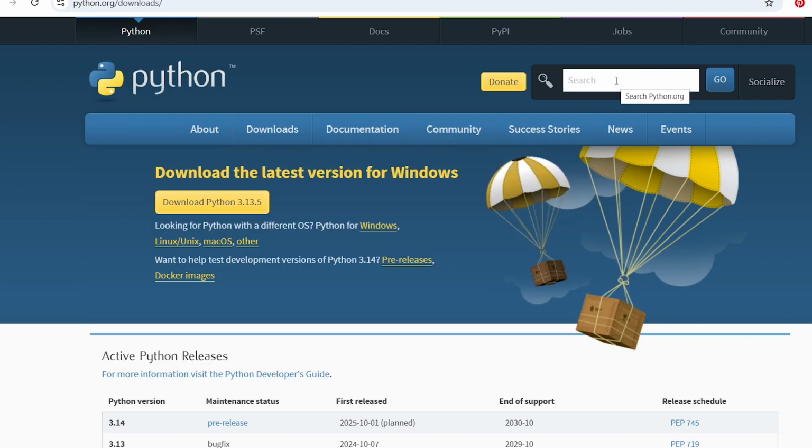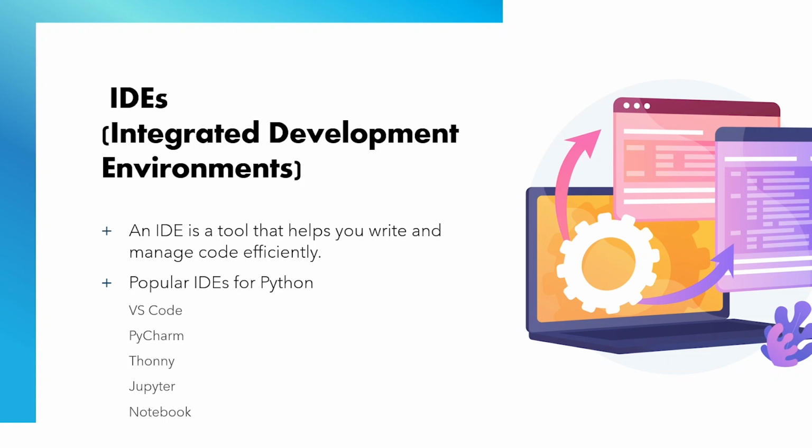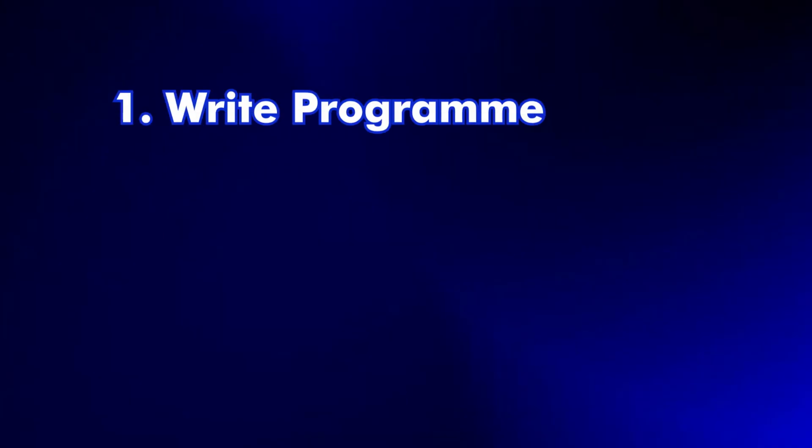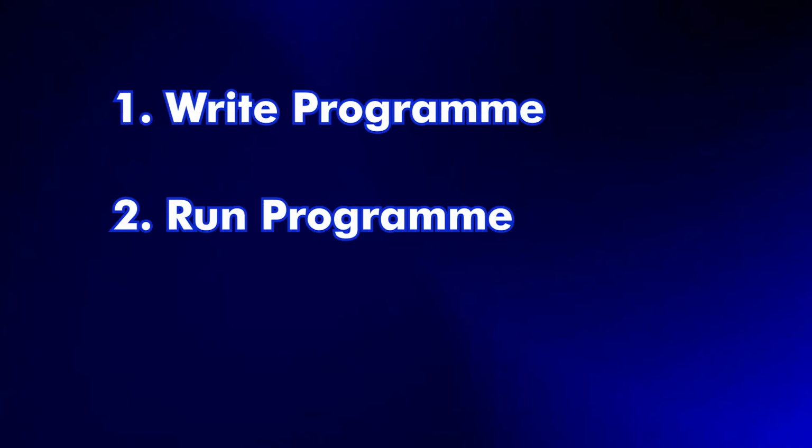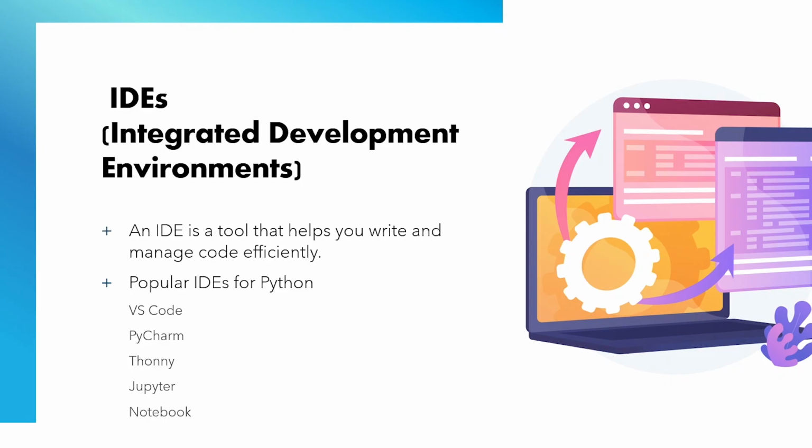The next thing we're going to do is that we're going to install an IDE. But first of all, what is an IDE? An IDE is basically a software that helps you write and manage your code efficiently. With an IDE, you can write your program, you can run your program, you can debug your program, and perform different types of tasks. And most IDEs normally have auto corrections and IntelliSense that indicate where you are making mistakes in your program.